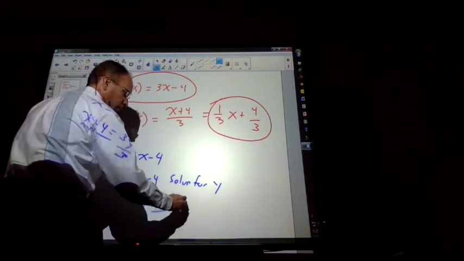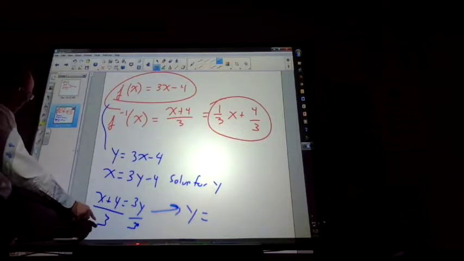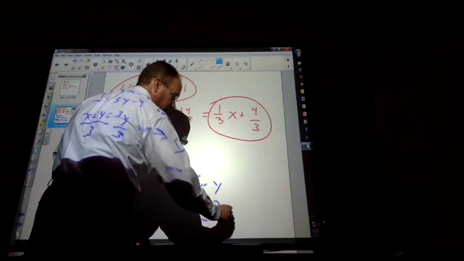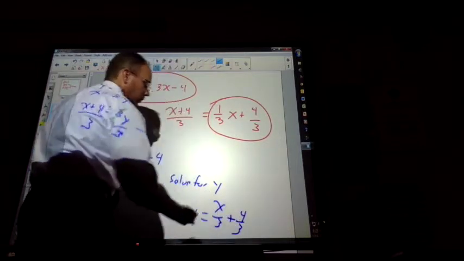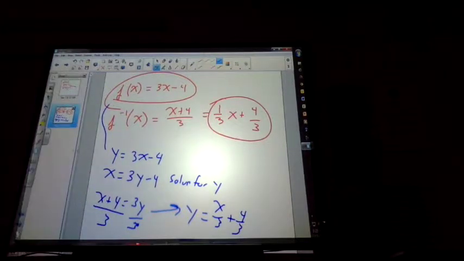This is going to give me y equals, if I break the fraction apart, x over 3 and 4 over 3. Is x over 3 the same thing as 1/3 x? So that's exactly how you find the inverse function.